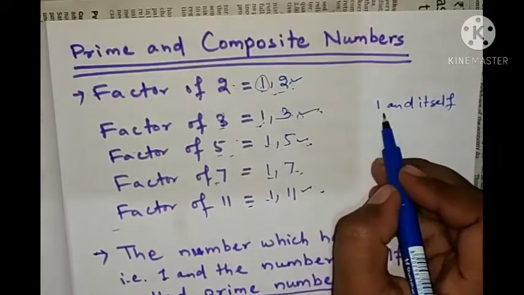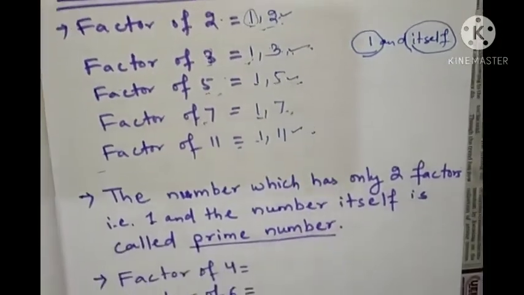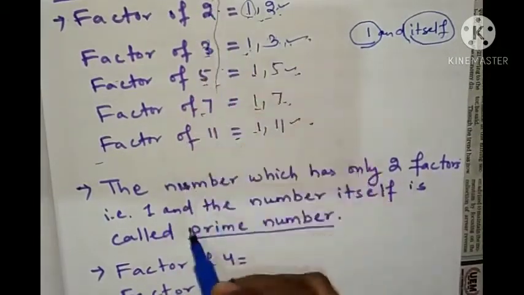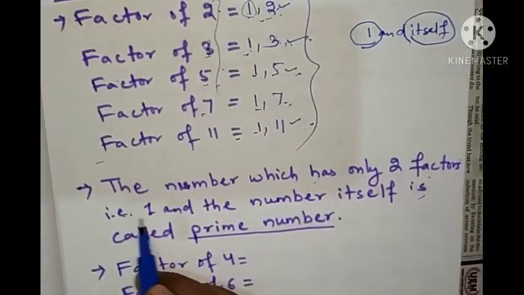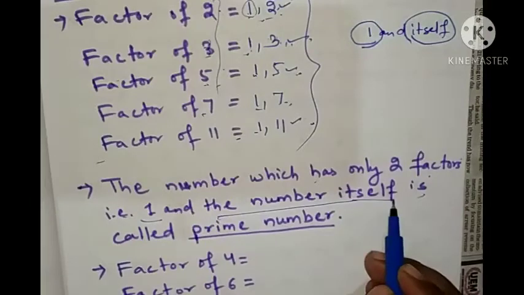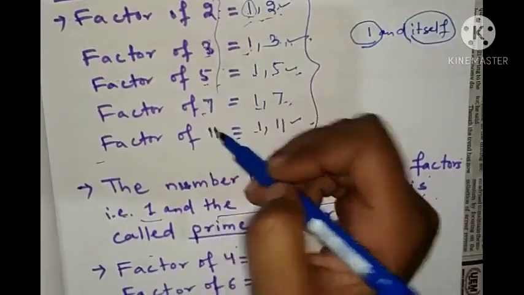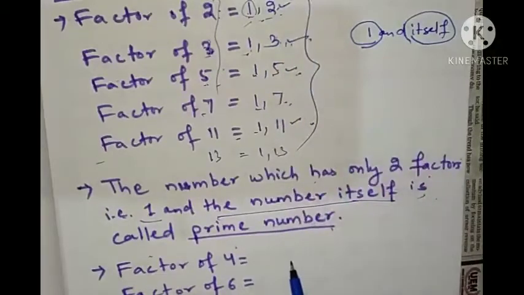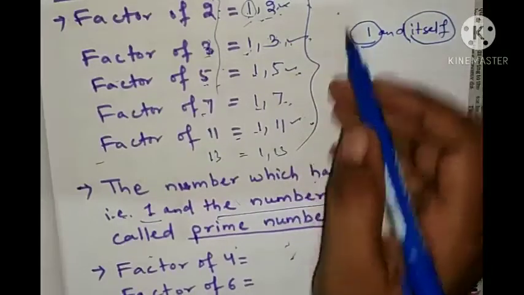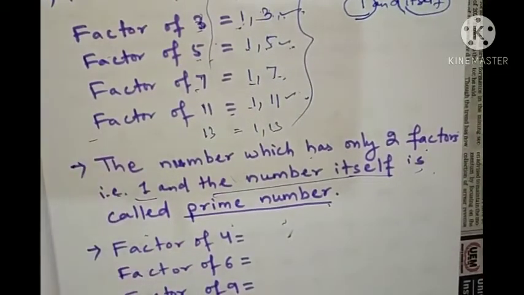There are some numbers whose factors are 1 and the number itself, the same number. So look here. What are these numbers called? The number which has only 2 factors, that is 1 and the number itself, is called a prime number. So all these numbers 2, 3, 5, 7, 11, you can go to 13 also. For 13 also 1 and 13. Like that you can find the prime numbers. So a prime number has factors 1 and itself, means it has only 2 factors. So this is about prime numbers.